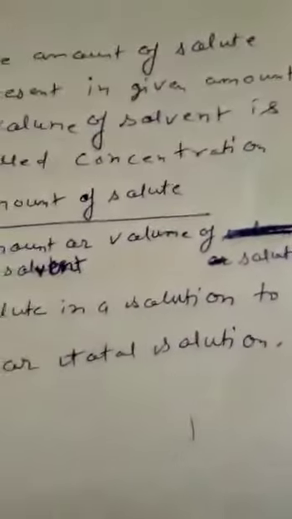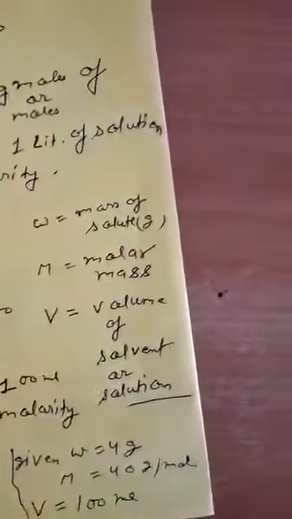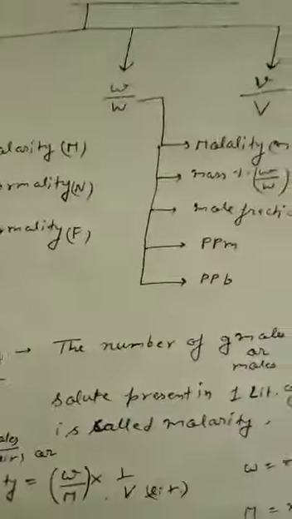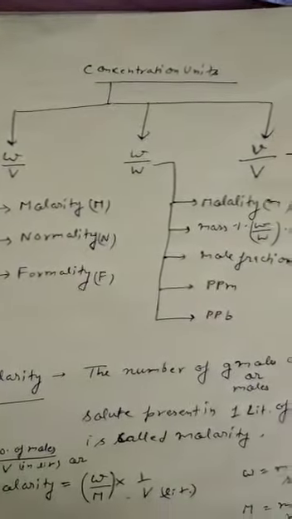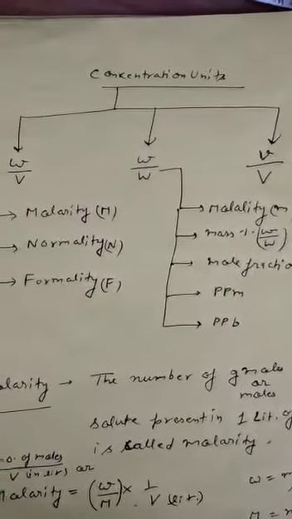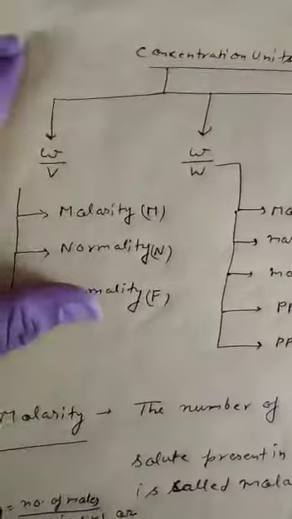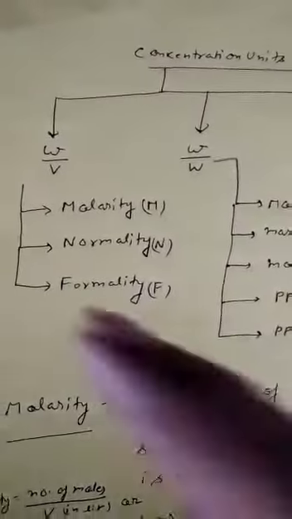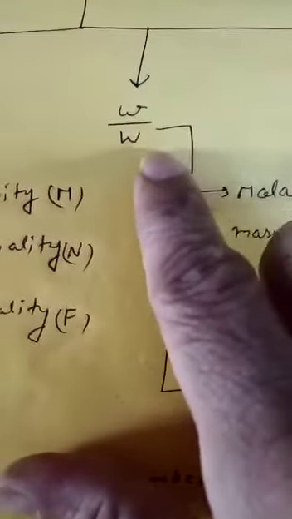Next thing is concentration units. You can see there are mainly three types of concentration units. The first one is W by V or weight by volume, and second is weight by weight, and third is volume by volume.